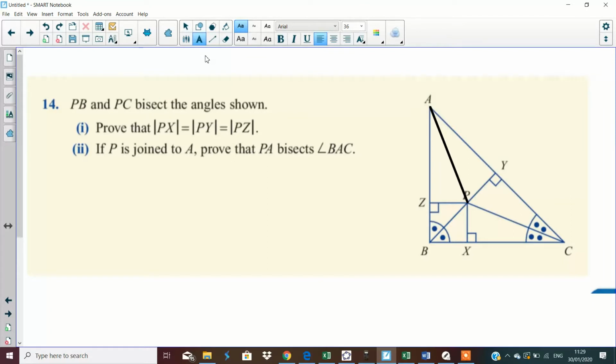If P is joined to A, prove that it bisects it. I'll give that a second. I won't do that just yet. That's what you have to do for part 2.